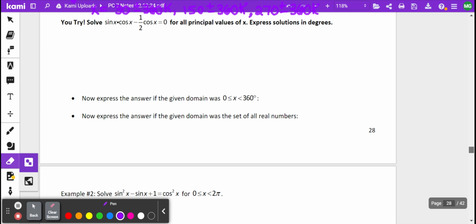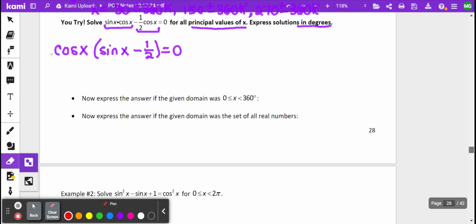The next problem, I want you to look very carefully. Sine of x times cosine of x minus 1/2 cosine of x equals 0, for all principal values. And again, we're going to express it in degrees. Well, let's think about how we would solve this. What I notice is we have one term here, and we have the other term here. And what do they have in common? Well, their GCF is the cosine of x. So we are going to factor out the cosine of x. That will leave us with sine of x minus 1/2, and it's already set equal to 0.